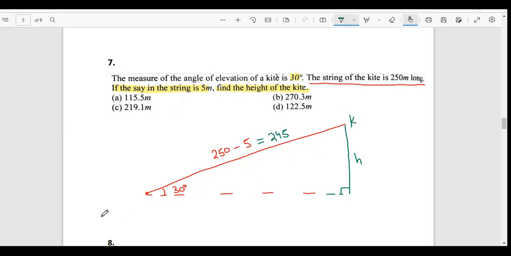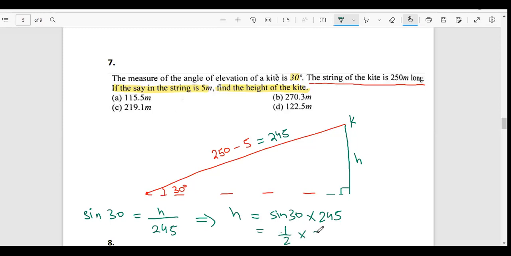So this time around, which trigonometric ratio we would be using? Sine 30 is equal to perpendicular, that is h, divided by hypotenuse, that is 245. So this means that h is equal to sine 30 multiplied by 245. Okay, what is sine 30? ये वैल्यूज अब कैलकुलेटर के बगैर आनी चाहिए. What is sine 30? It is half. Sine 30 is half. 1/2. Very good, excellent. ठीक है, and 245 का half क्या होता है? 122.5. So the answer is going to be D here.